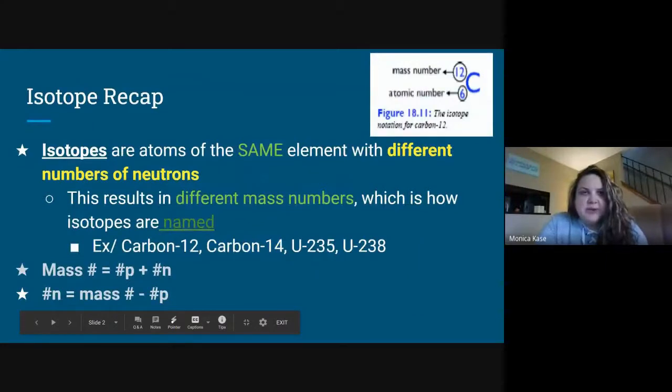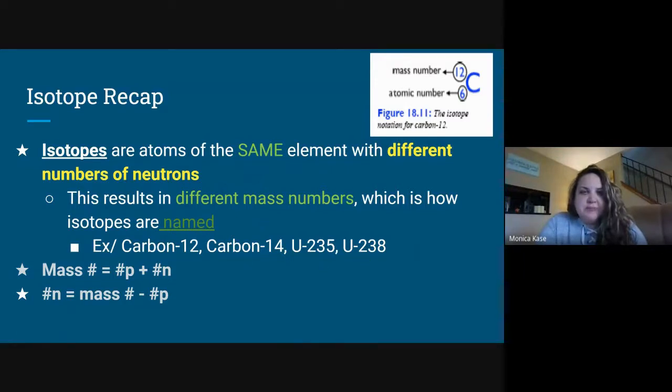So this is what we talked about back in Unit 1. Isotopes are atoms of the same element, but they have a different number of neutrons. Definitely make sure that is highlighted: different number of neutrons. So it's got the same number of protons, different number of neutrons, and because that number of neutrons has now changed, that results in a different mass number. Because remember, our protons and our neutrons are what makes up our mass. And because of that, we name our isotopes based on the mass number.